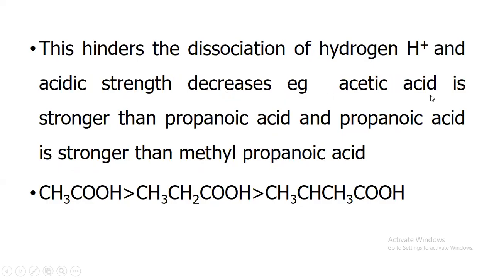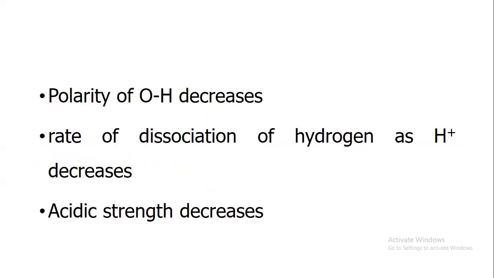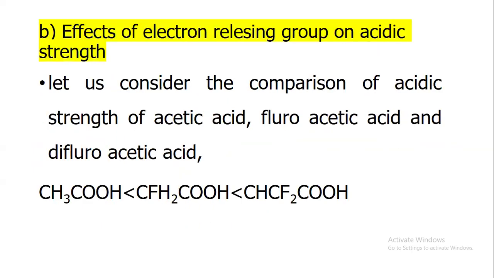For example, acetic acid is stronger than propanoic acid, and propanoic acid is stronger than methylpropanoic acid. As the number of electron releasing groups increases, electron density in the O-H bond increases, strength of the O-H bond increases, polarity of the bond decreases, rate of dissociation of H+ decreases, and acidic strength decreases.